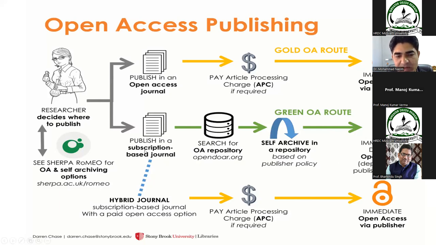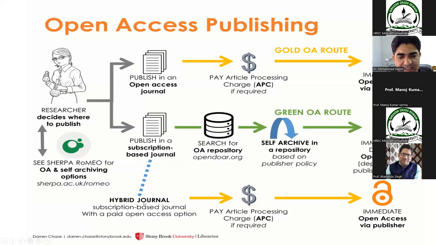So even if the article is published in a subscription-based journal, the author can make it publicly available, make it open access, and the preprint can be deposited in the institutional repository or even at ResearchGate or any other social networking platform. But still, there are some obligations; we need to check the policies of the journals.